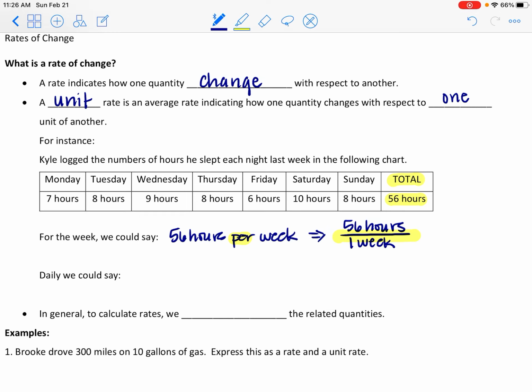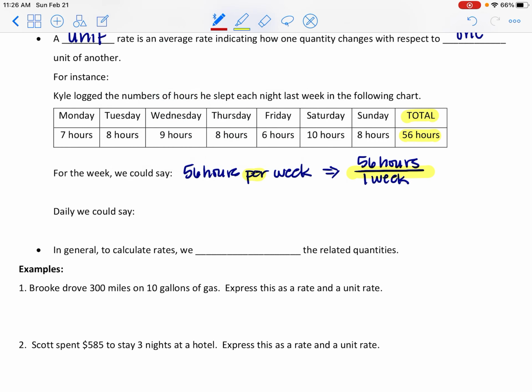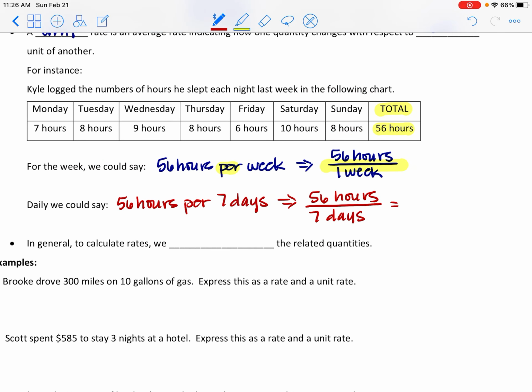Now daily, we could actually average this out. If we took the 56 hours and said 56 hours per 7 days, and we made that a fraction, then we could take the 56 hours and divide it amongst the 7 days. An average of 56 divided by 7 would be 8 hours per day.